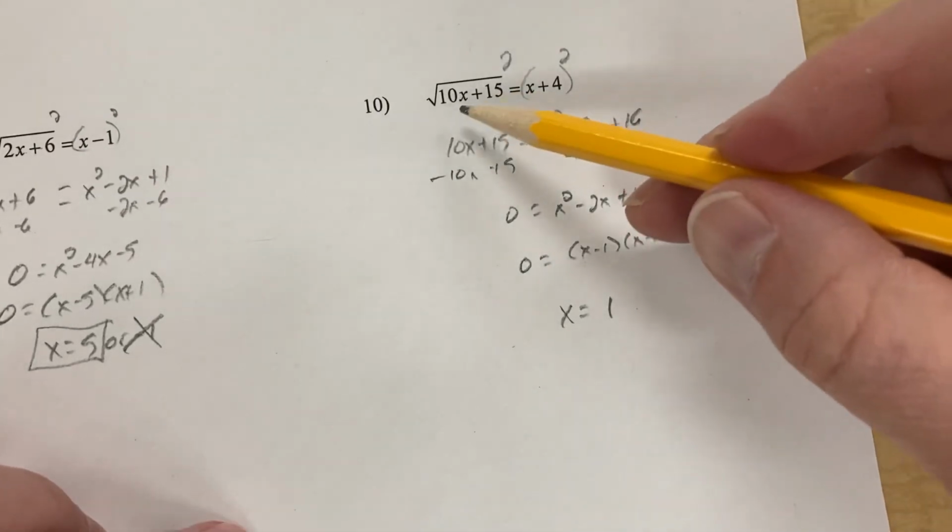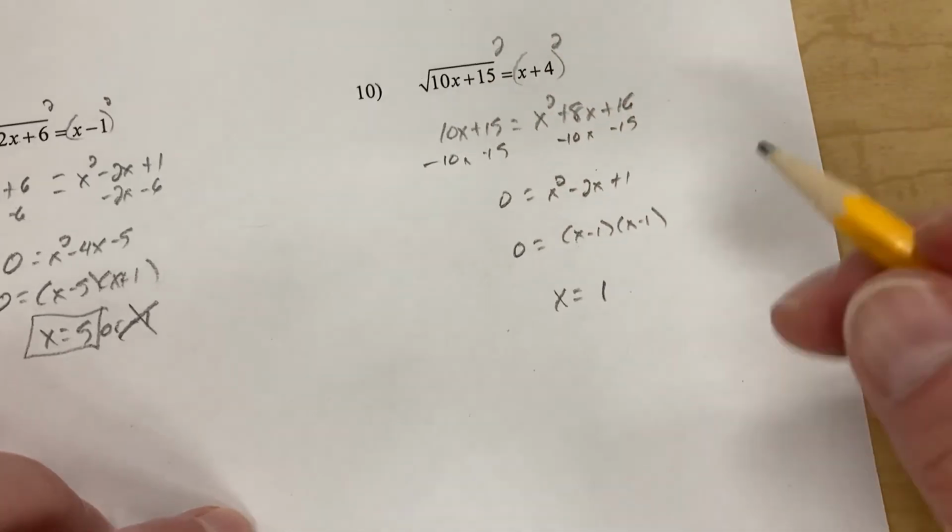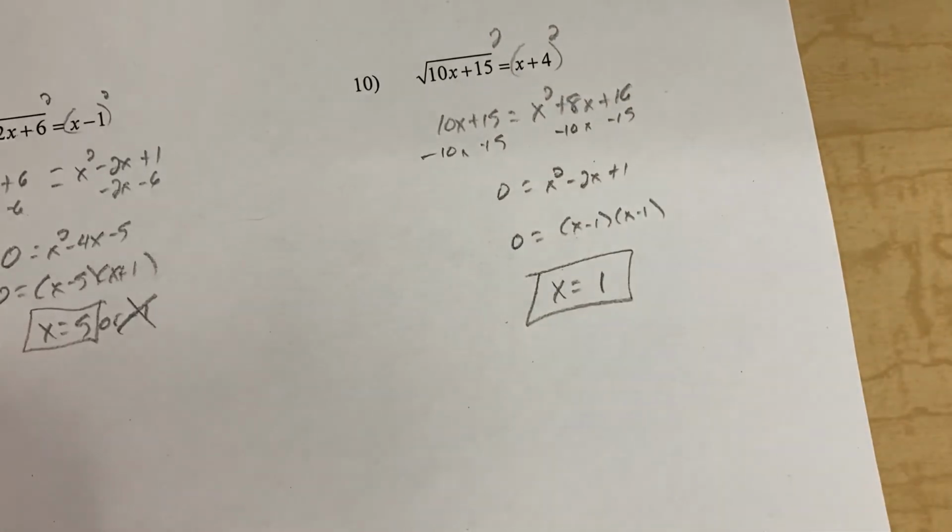Let's see if it works. Put it in, we get square root of 25, which is 5. 1 plus 4 is 5. I get 5 on both sides. We're all good.